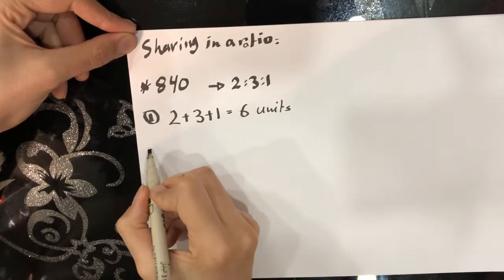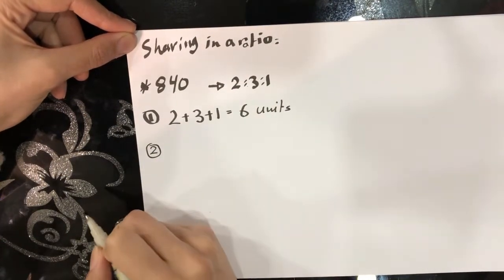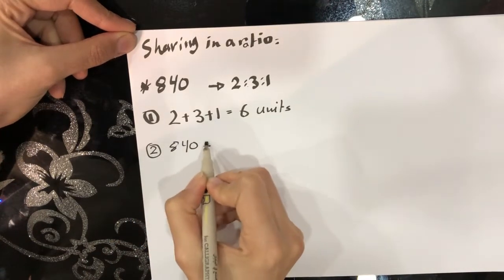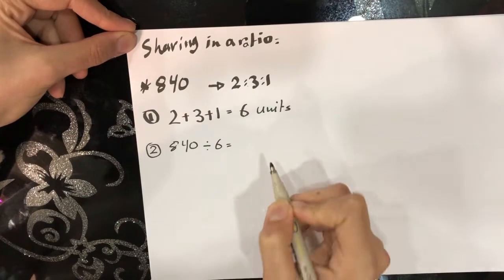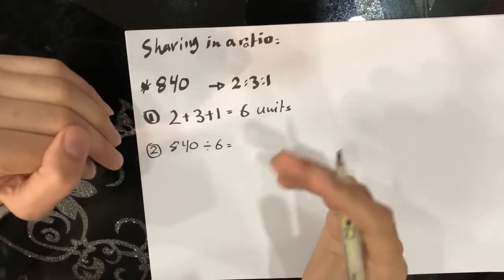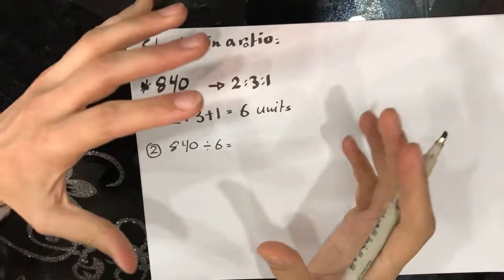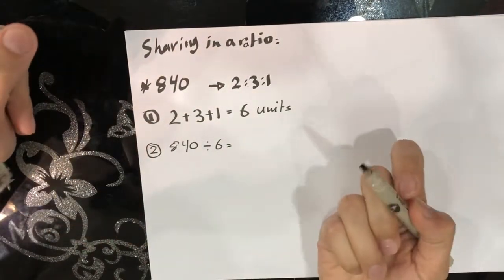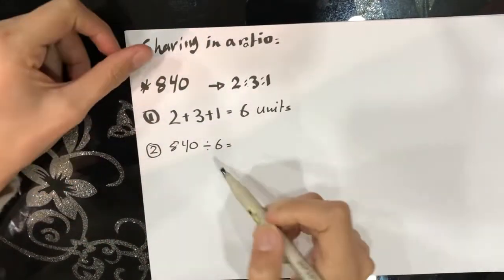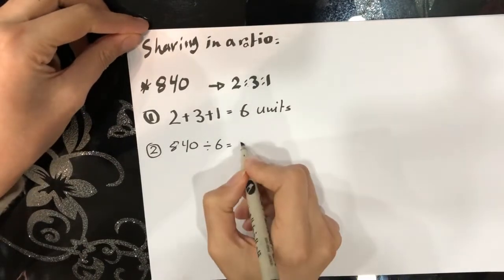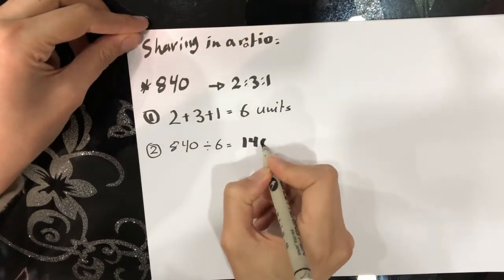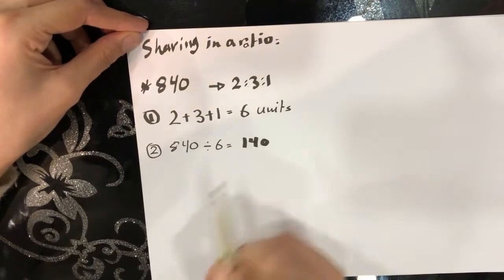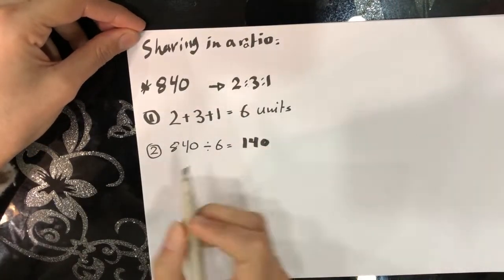The second step is divide. You say $840 divided by 6. The whole amount of money divided by the amount of parts or the amount of units shared in. So when you say 840 divided by 6, you will get an answer of $140, which means each one unit will get 140.